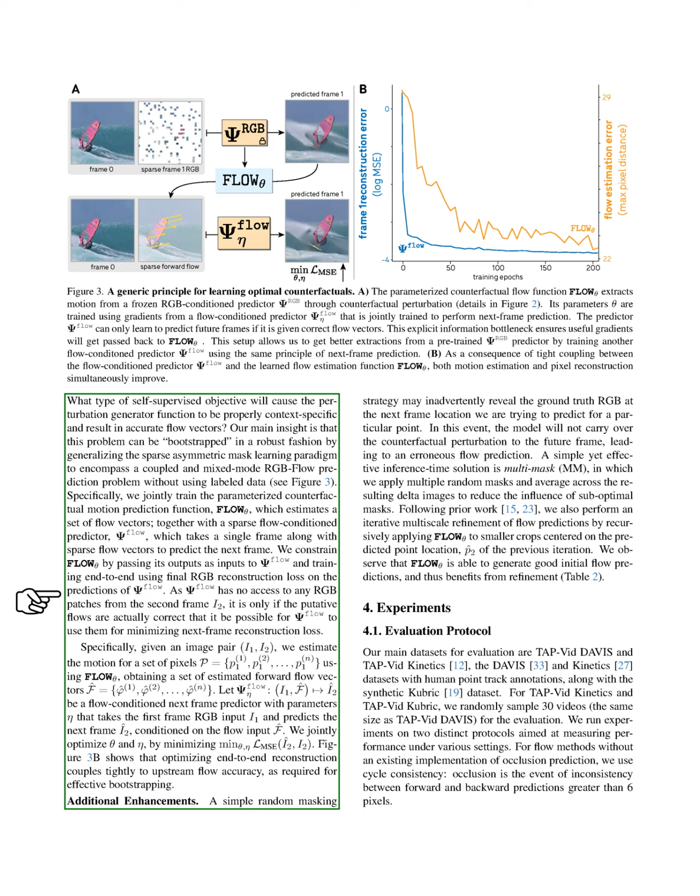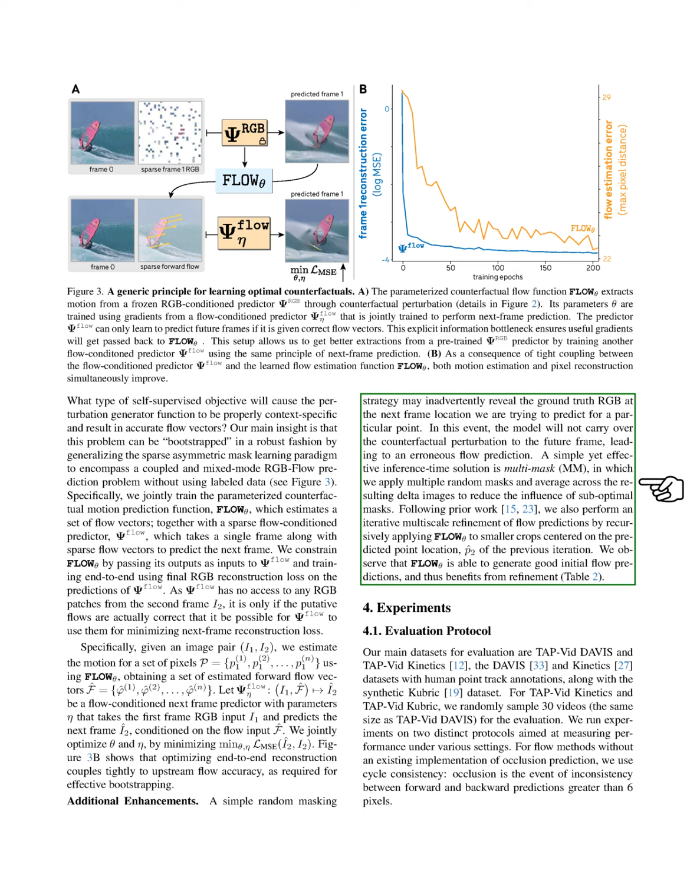For a given image pair, we use flow_theta to estimate motion for a set of pixels, resulting in a collection of forward flow vectors. We then have psi_flow, which takes the first frame and these estimated flows to predict the next frame. We optimize both flow_theta and psi_flow by minimizing the mean squared error between the predicted and actual next frame.